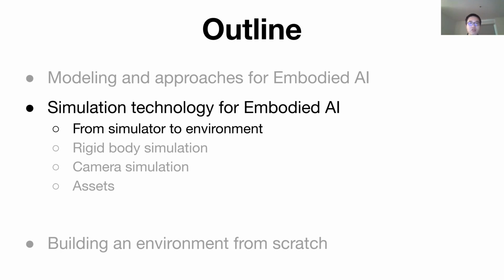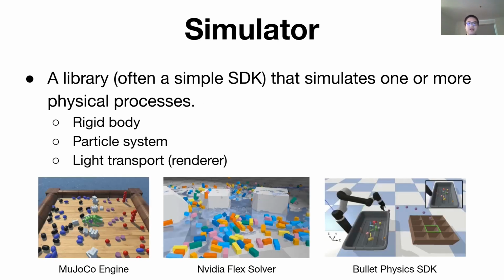Okay, from simulator to environment. Here, we define a simulator as a library, often a simple SDK, that simulates one or more physical processes, such as a rigid body, particle system, or light transport. Examples of simulators include the engine of MuJoCo, the solver of Flex, and the Bullet physics SDK.